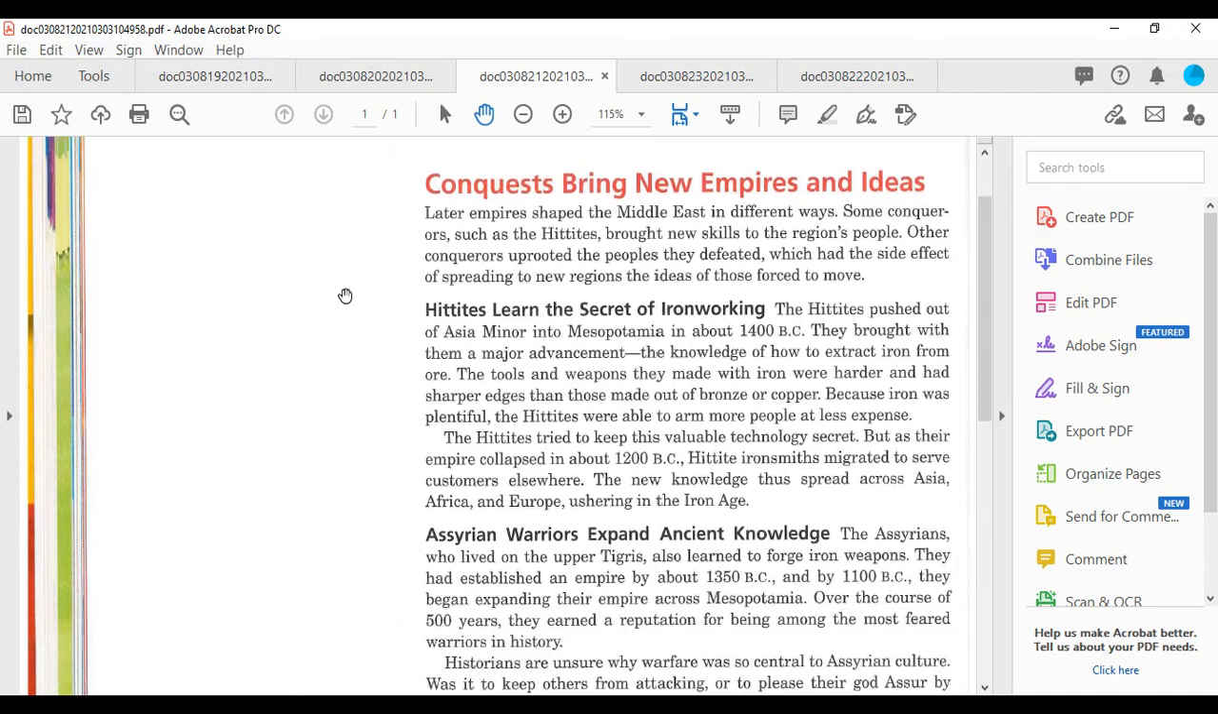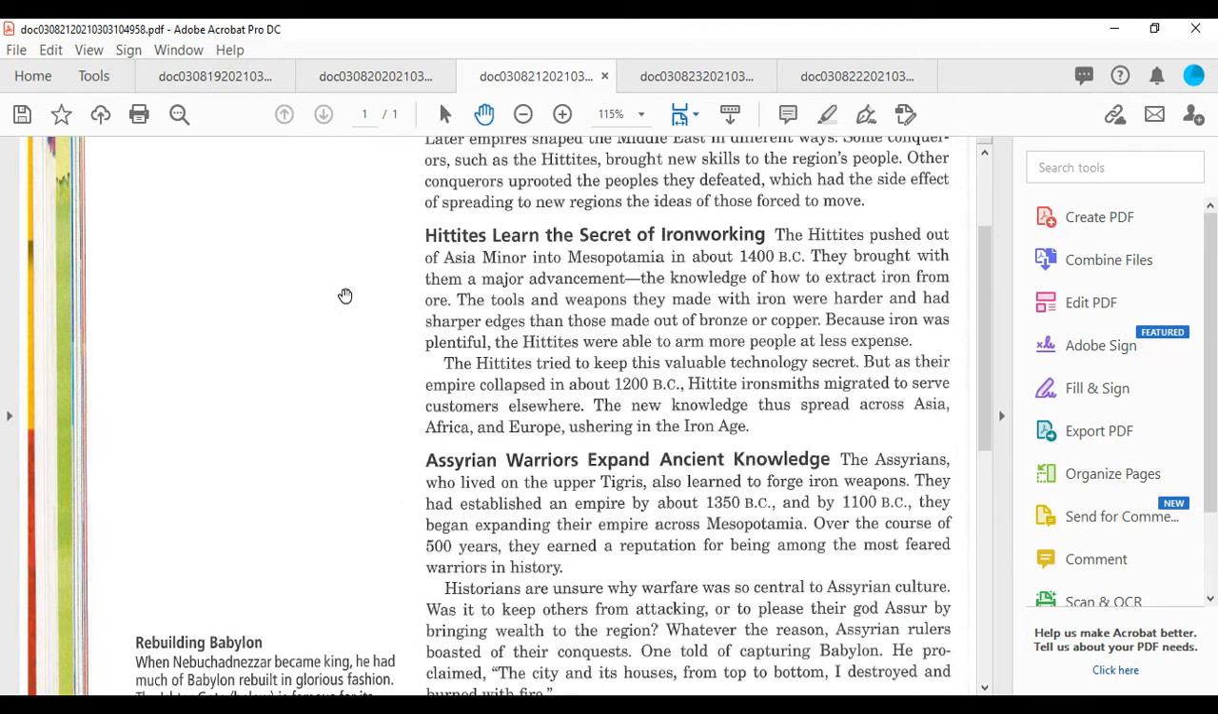Hittites learned the secret of iron working. The Hittites pushed out of Asia Minor into Mesopotamia in about 1400 BC. They brought with them a major advancement: the knowledge of how to extract iron from ore. The tools and weapons they made with iron were harder and had sharper edges than those made out of bronze or copper. Because iron was plentiful, the Hittites were able to arm more people at less expense.